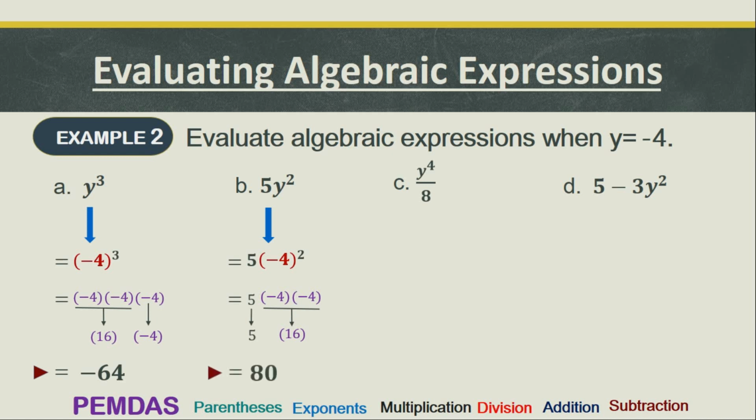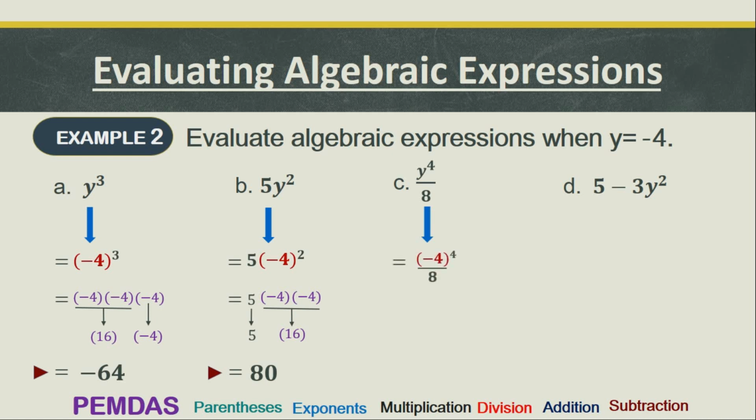So you might ask, what happens to the other orders of operations? Division, addition, and subtraction. Now here, logically, nothing to do after we get the final answer, positive 80. Remember, we can no longer simplify positive 80. Now let's have y to the fourth power over 8. Again, substituting the value of y equals negative 4, we get negative 4 to the fourth power over 8.